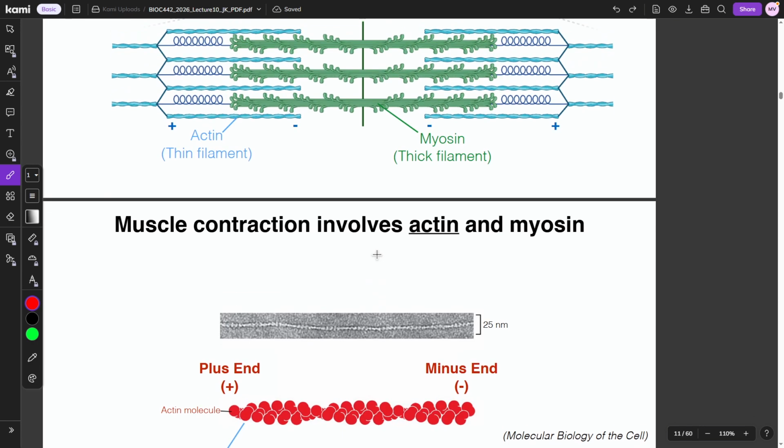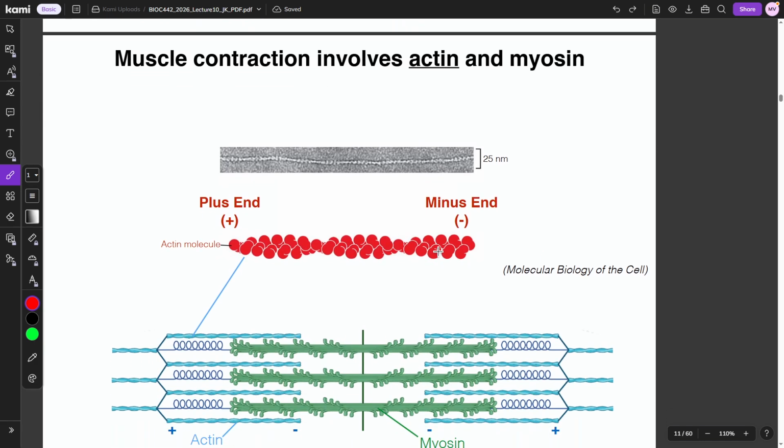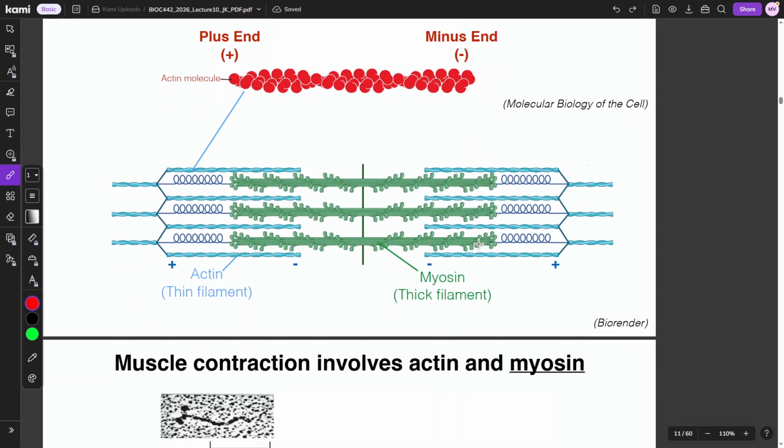So the cool thing about muscle contraction is it involves actin. Myosin is not one of the different cytoskeletal proteins, but it involves actin, and actin is the microfilament. Remember, actin has two ends. It has a plus end and a minus end, and we'll talk about why that's important in a second.